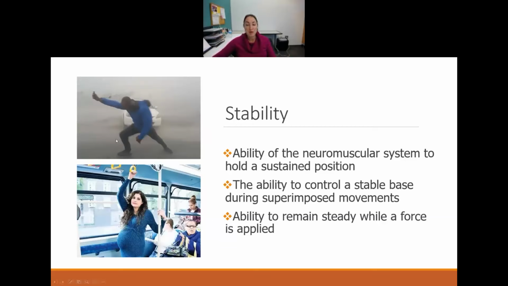I thought this was a good example of that. The wind is a very strong force being applied. You can see in the background the trees are blowing every which way and the water every which way, but he's able to stay steady, mainly because he has a very wide base of support. And that is stability.